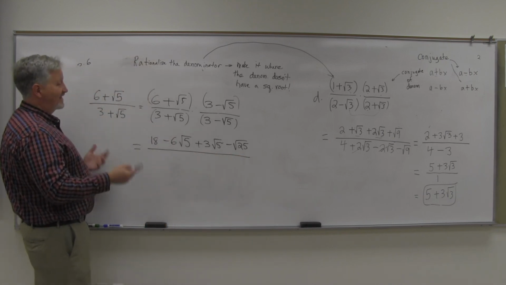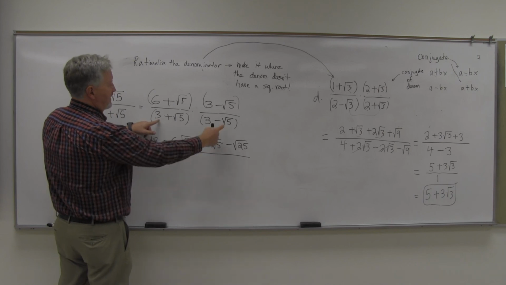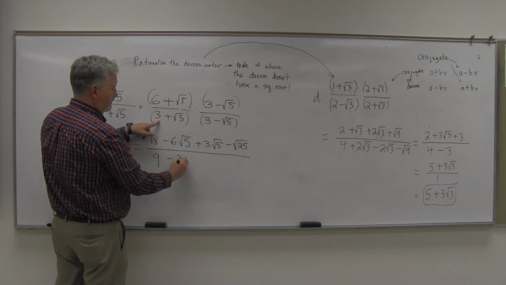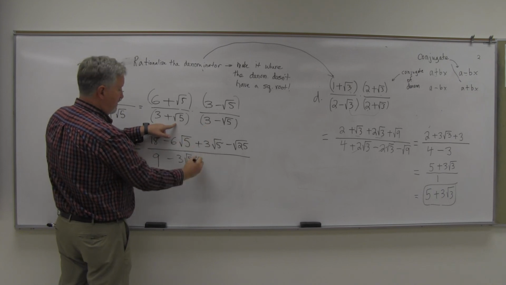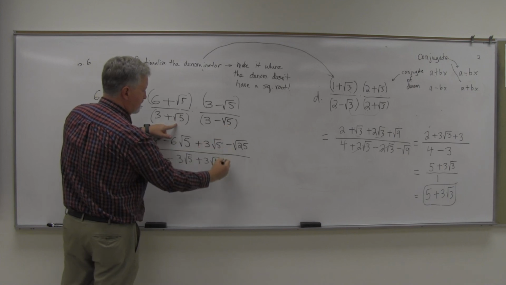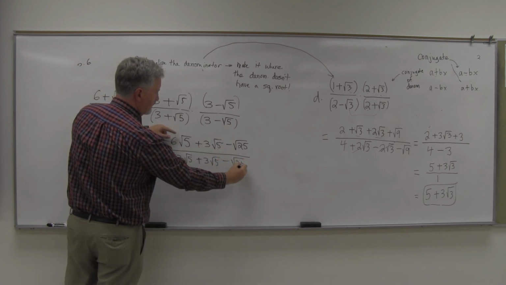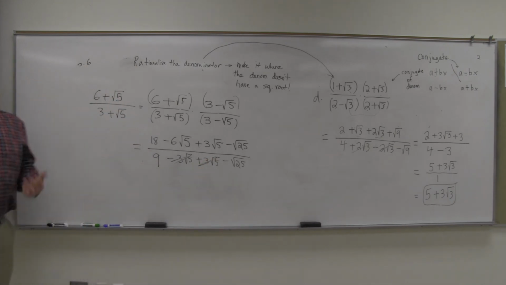The bottom, like I said, nicer things happen, because you got 3 times 3 is 9, you got minus 3 square root of 5 for the outer, positive 3 square root of 5 for the inner, and then minus square root of 25 again. Yeah, and so that's what's good. That's why you multiply by a conjugate, because the middle terms are going to drop out.